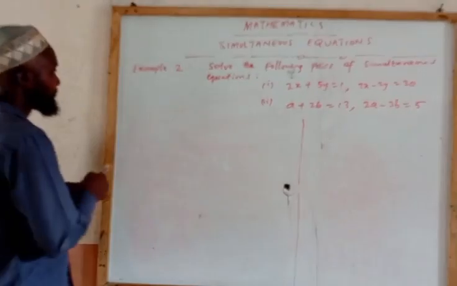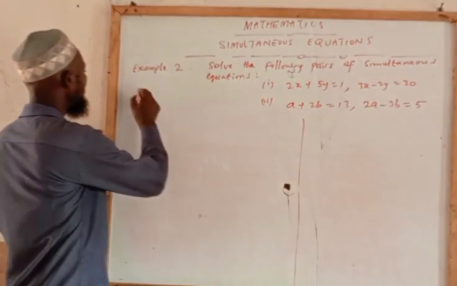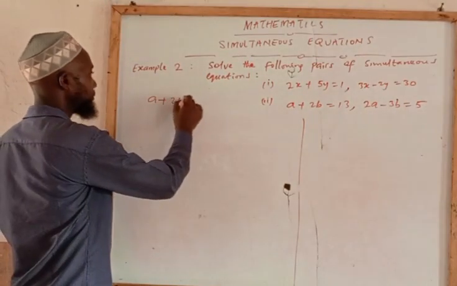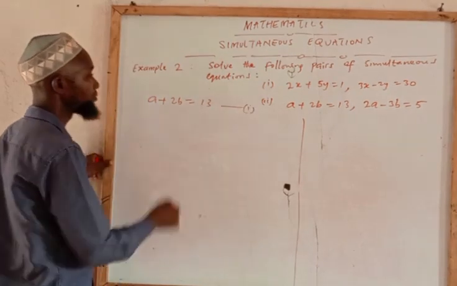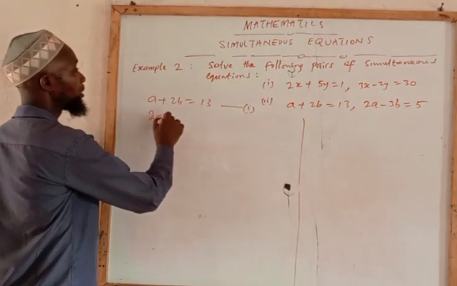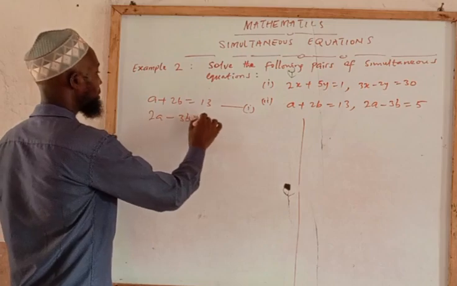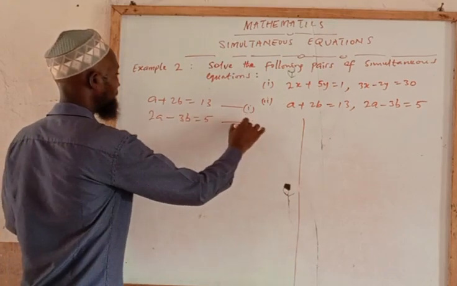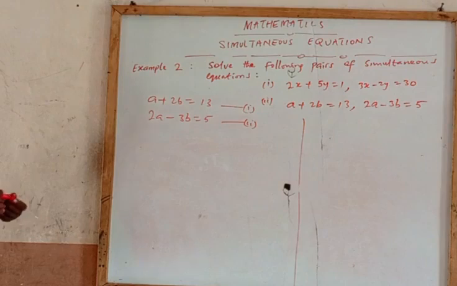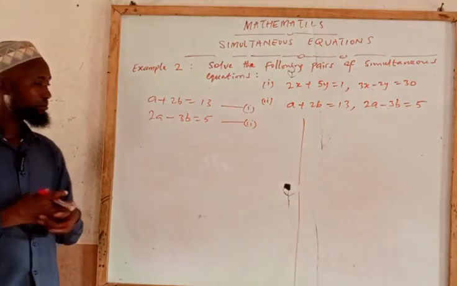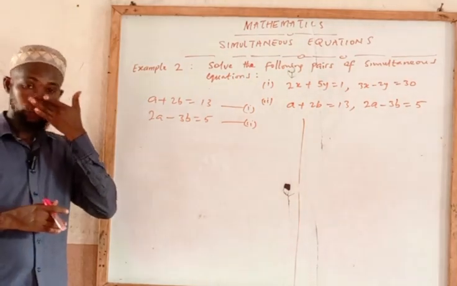Now, finally, before we close the session, a plus 2b is equal to 13. I can name that equation 1. 2a minus 3b is equal to 5. That can be named equation 2. So we also need to concentrate. Are we dealing with A or are we dealing with B?